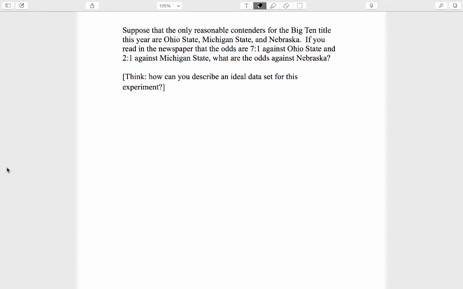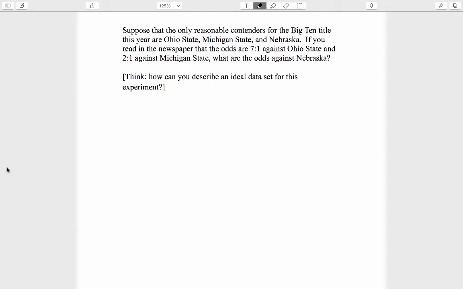Now we're ready for the next level of sophistication in problems about odds and probabilities. Suppose that the only reasonable contenders for the Big Ten football title this year are Ohio State, Michigan State, and Nebraska. Someday Rutgers might be on that list, but not this year. If you read in the newspaper that the odds are 7 to 1 against Ohio State and 2 to 1 against Michigan State, what are the odds against Nebraska?